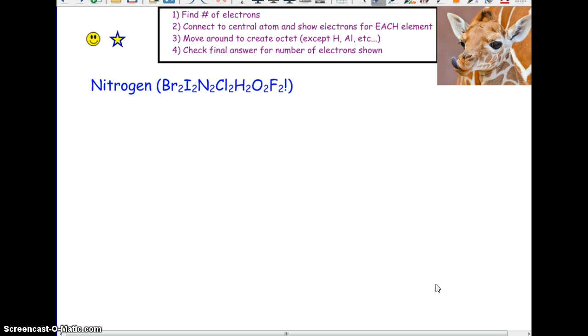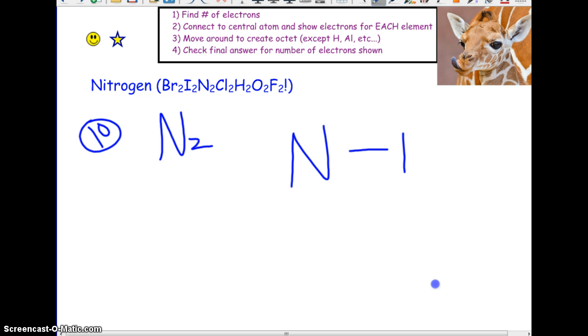Next, nitrogen, N2. Each N brings 5 dots. There's 2 of them, so I got 10 electrons to show. Connect one N to the other N. The one on the left, I'll use stars for. I need 5 of them, remember. 1, 2, 3, 4, 5. The other end needs 5 also. We'll use smiley faces for that one.